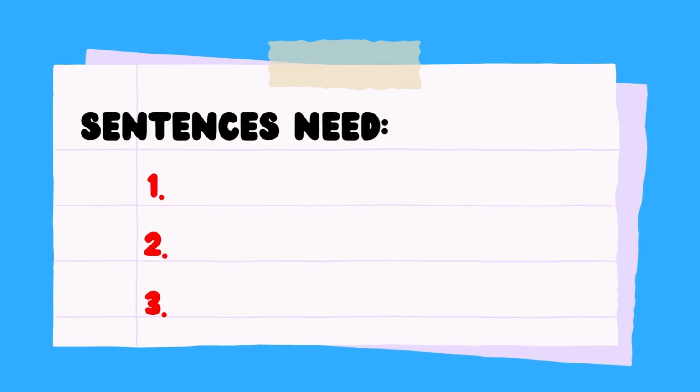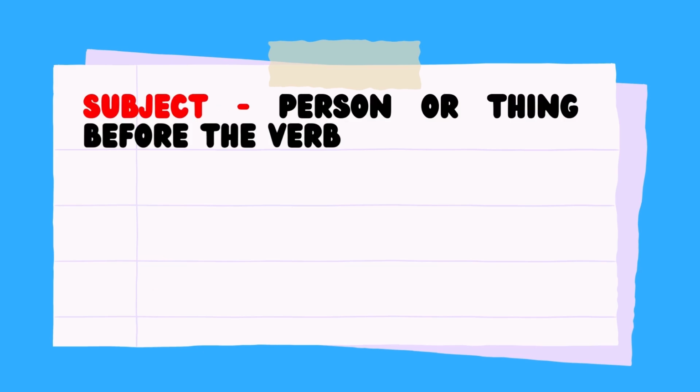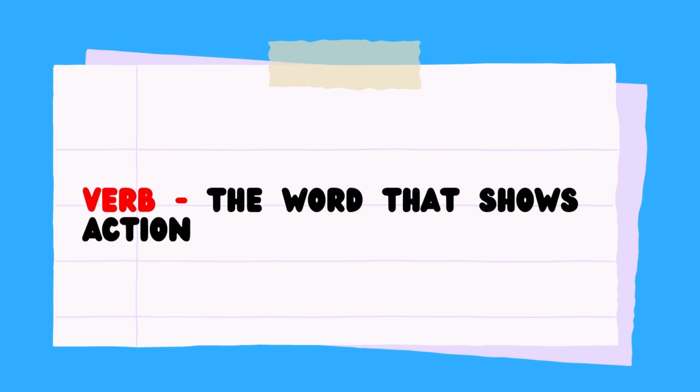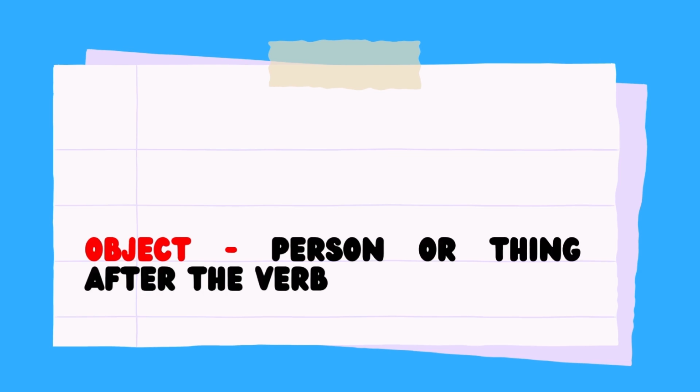Most sentences usually have three things. A subject, which is the person or thing that comes before the verb. The subject is usually the thing that does the action. A verb, which is a word that shows action. And an object, which is the person or thing that comes after the verb. The object is usually the thing that receives the action.